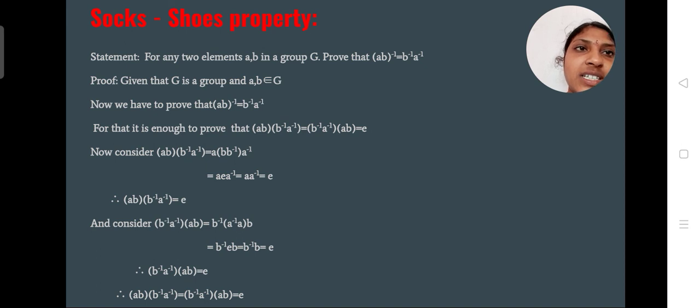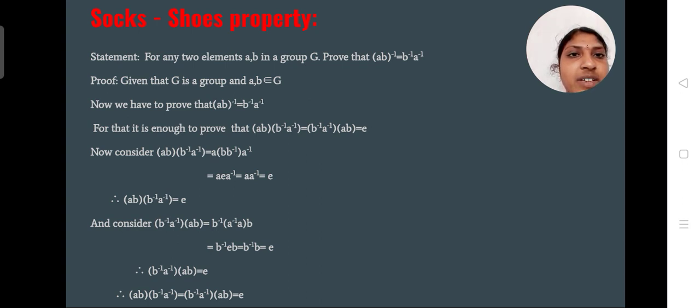And also consider B inverse A inverse into AB. Same by the associative property, B inverse of A inverse A into B. So A inverse into A is equal to E, that is from the inverse property. So B inverse into E into B, and E into B means B. So B inverse into B is equal to the identity element, that is from the inverse property. Therefore B inverse A inverse into AB is equal to E.